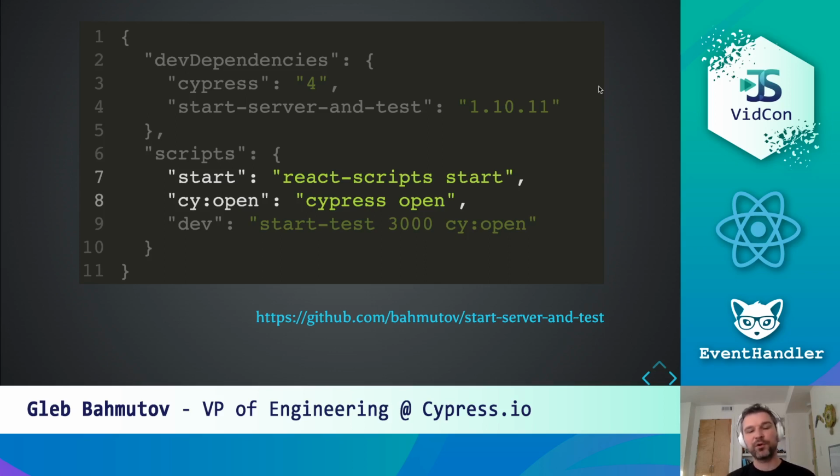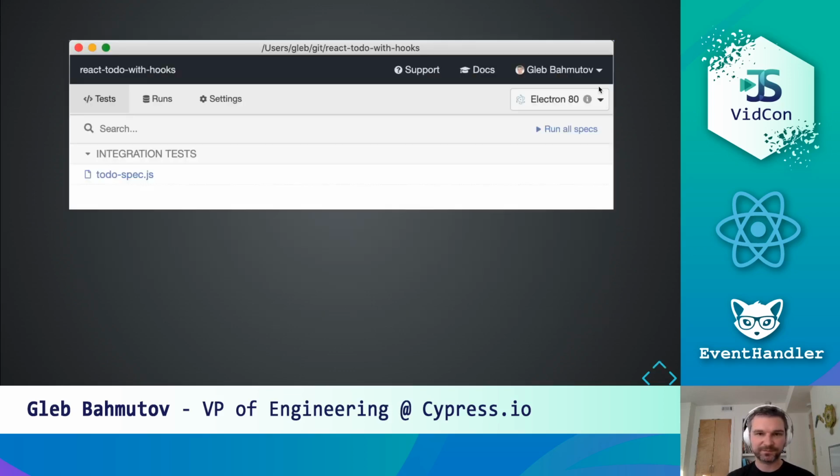And then we want to open Cypress. So what will I do locally? I will run a script dev that uses start-test. By default, it will run npm start, in this case, wait for port 3000 to respond, and once it responds, then it will call npm run cy:open, opening Cypress. When Cypress starts, it shows me this screen.